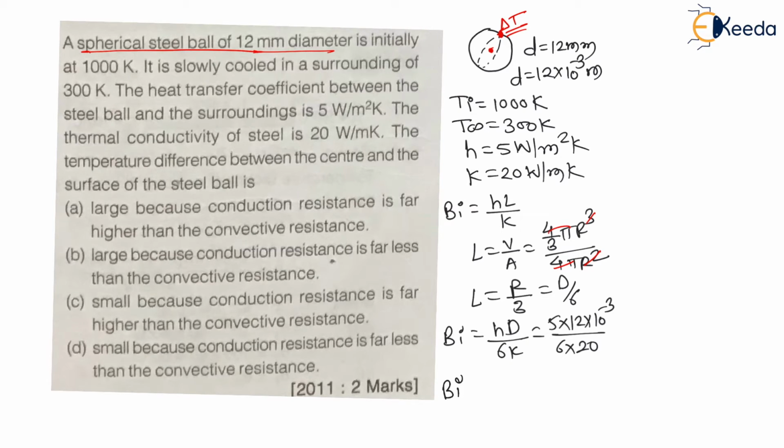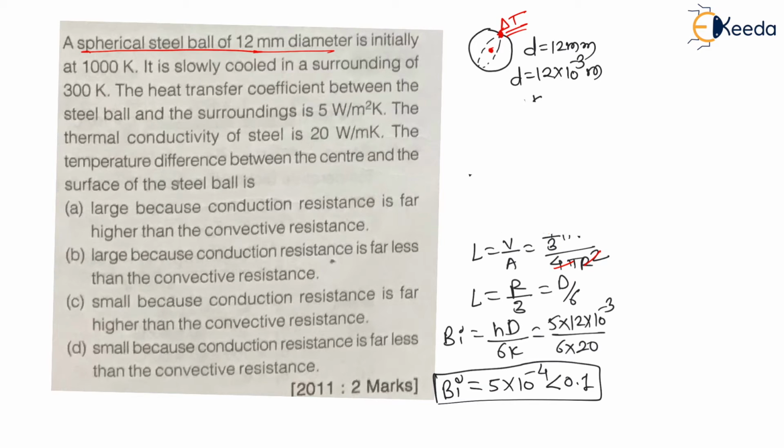If I find this Biot number, I will get Biot number is equal to 5 into 10 to the power minus 4, which is very, very less. Again, we can say it is less than 0.1. Therefore, my dear students, for this question, the lumped heat analysis is valid.